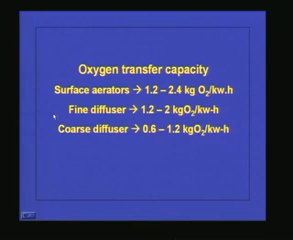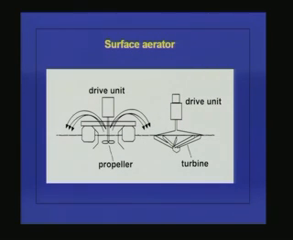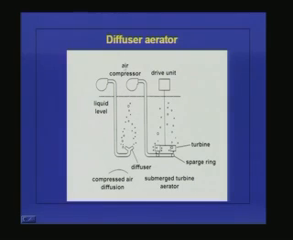And surface aerators, okay, the most commonly used one, here oxygen transfer capacity is relatively higher compared to fine diffusers and coarse diffusers. Okay. This is a picture of a surface aerator. We can see that the surface aerator is here and so much of turbulence is there, so much of mixing is there and it is transferring the air to the water. And this is an example of diffused aerators. Okay. This is the oxygen supplying pipes and diffusers are placed at the bottom.